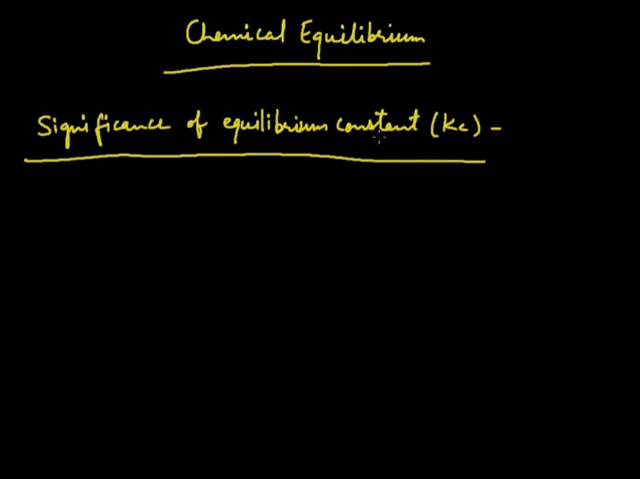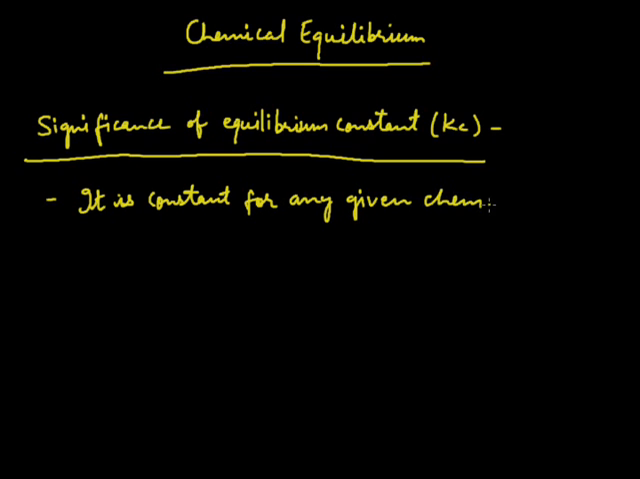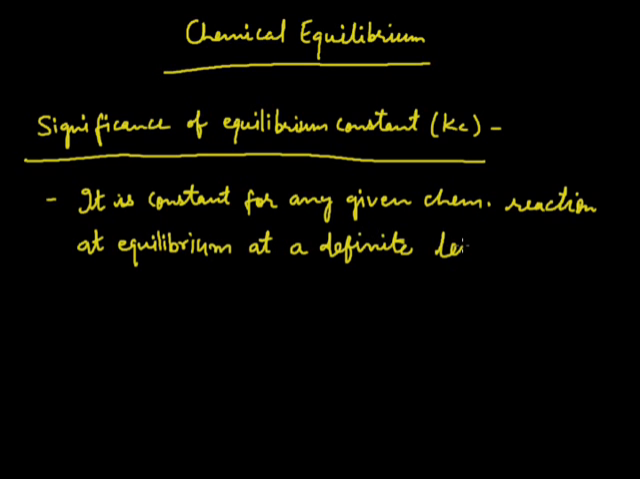The equilibrium constant is a constant for any given chemical reaction at equilibrium at a definite temperature. The value of the equilibrium constant Kc is different for different reactions at equilibrium. It is also different for the same reaction carried out at different temperatures.